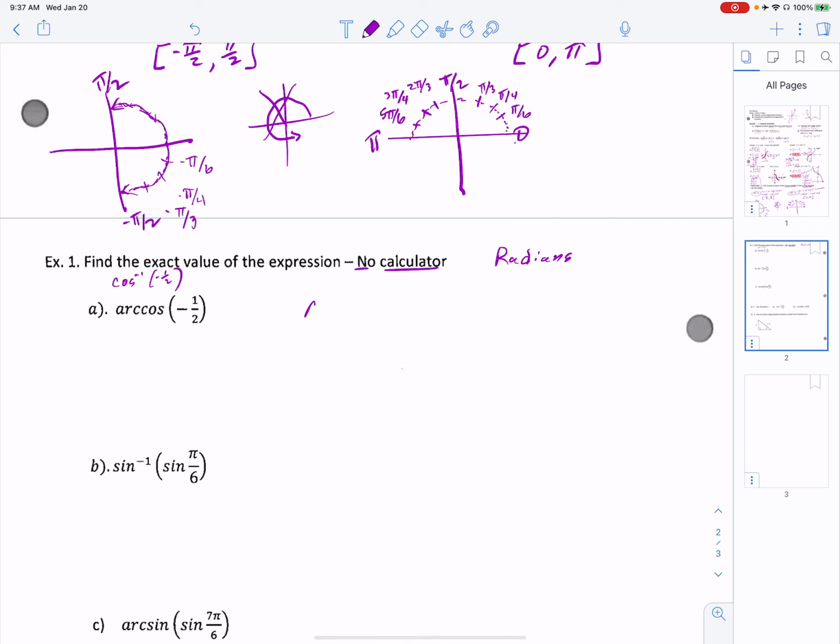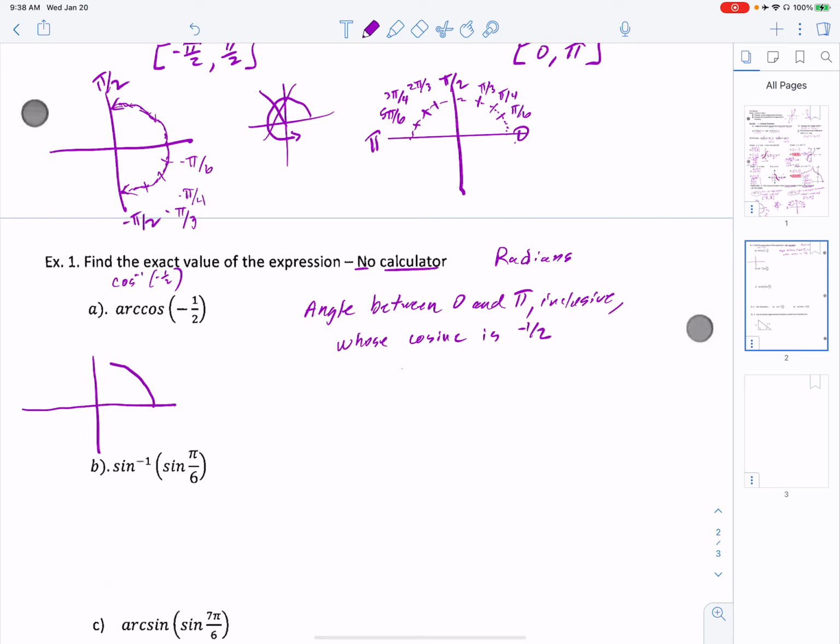And when I look at this, it is the angle between 0 and pi, inclusive. It can be 0, it can be pi, whose cosine is negative 1/2. That's how you should be reading this. It's the angle between 0 and pi, inclusive, meaning it could be 0, it could be pi, whose cosine is negative 1/2.